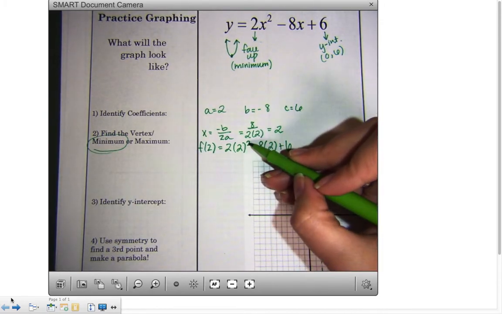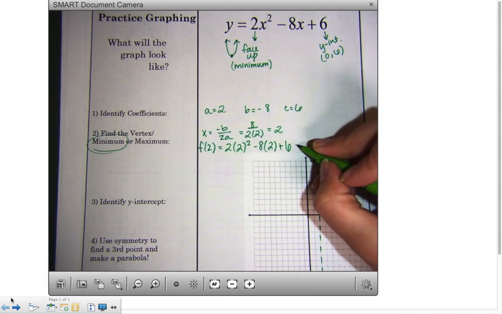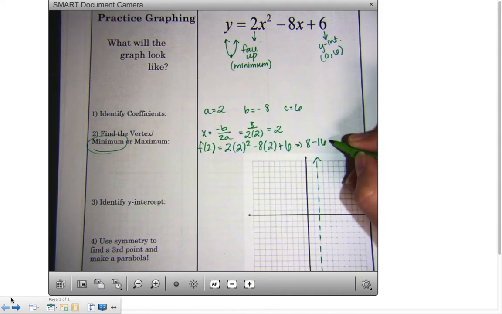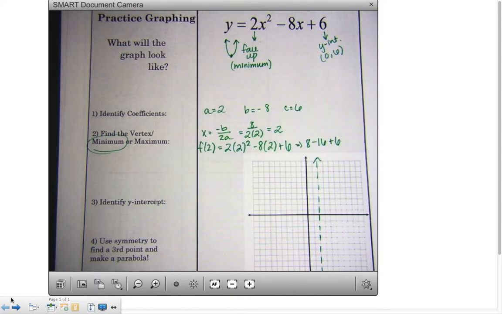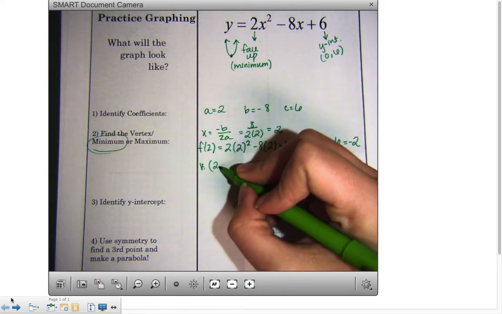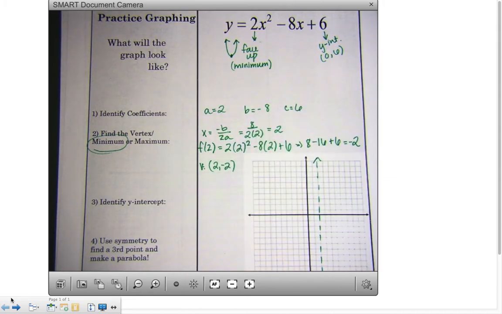So 2 squared is 4 times 2 is 8. Negative 8 times 2 is negative 16. Plus 6 gives you negative 2. So your vertex is (2, -2). So I can plot that point. Notice the vertex is on the axis of symmetry.